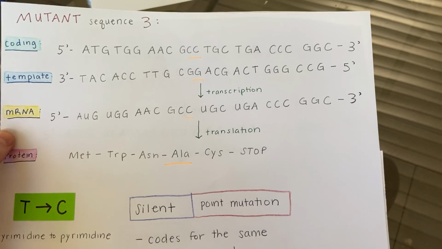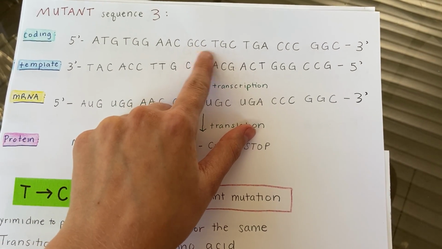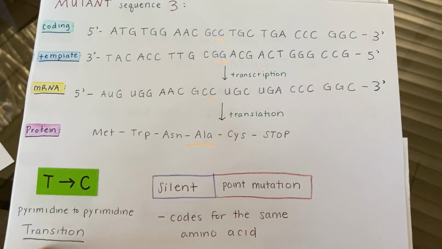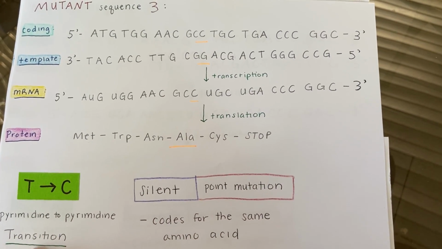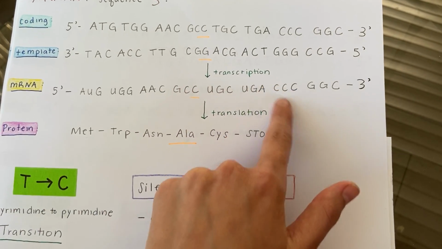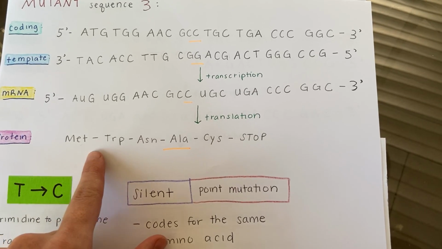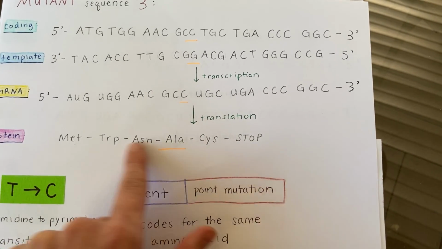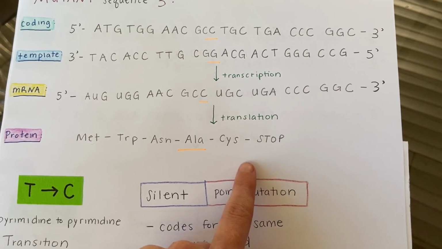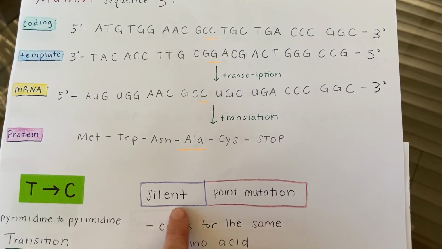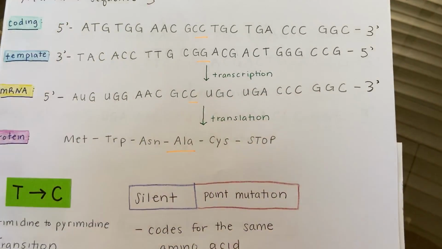So in mutant sequence 3, we can see that we had a T to a C up here in the coding strand. This is a pyrimidine to a pyrimidine, so this is another transition. After transcription and translation has taken place, our protein strand will have methionine, tryptophan. As you can see, this is actually the same as our normal DNA sequence.